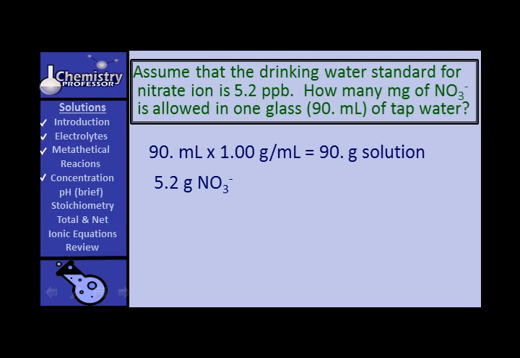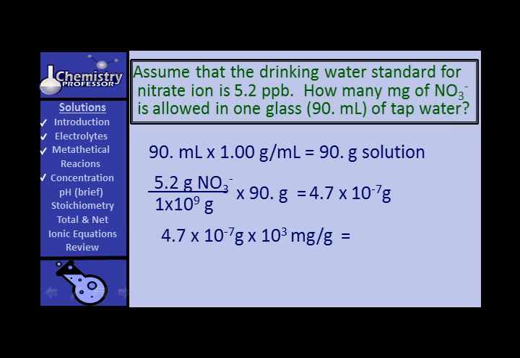We take 5.2 grams of nitrate per 1 billion parts of solution, times 90 grams, and that's going to give us 4.7 times 10 to the negative 7 grams of nitrate. But we were asked how many milligrams. So we take our 4.7 times 10 to the negative 7 grams, and we know there are 10 to the third milligrams per gram. So that tells us then that we have 4.7 times 10 to the negative fourth milligrams of nitrate.